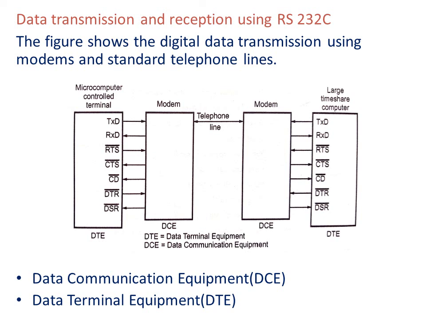Now let us discuss the process of digital data transmission using modems and standard telephone lines. After the terminal power is turned on and the terminal runs any self checks, it asserts the data terminal ready, DTR bar signal, to tell the modem it is ready. When the modem is ready to transmit or receive data, it asserts the data set ready, DSR bar signal, to the terminal. This is the first process.